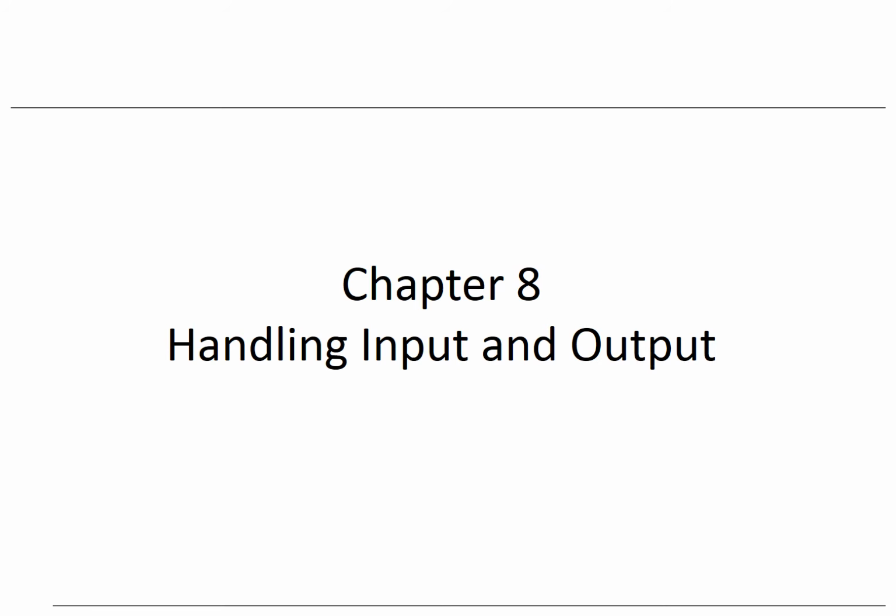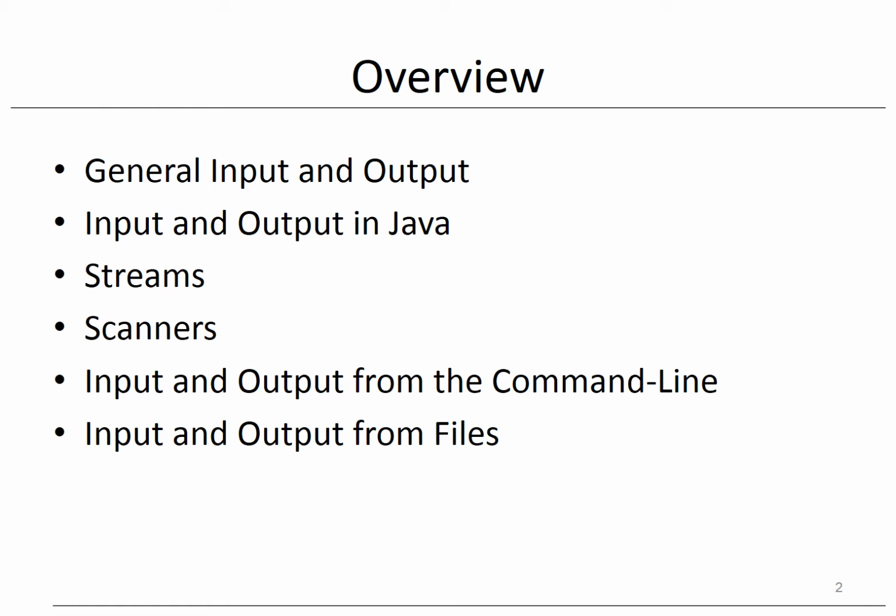Let's have a look at the overview. We will kick off by providing a recap on the basic principles of input and output. We will then elaborate on both concepts from a Java perspective. Next, we will zoom into streams and scanners, two key concepts to work with input and output in Java. This will be followed by a discussion on input and output from the command line. The chapter will conclude by reviewing input and output from files.